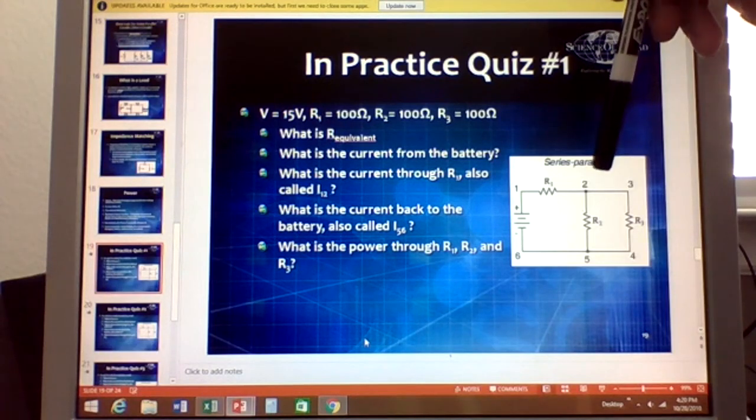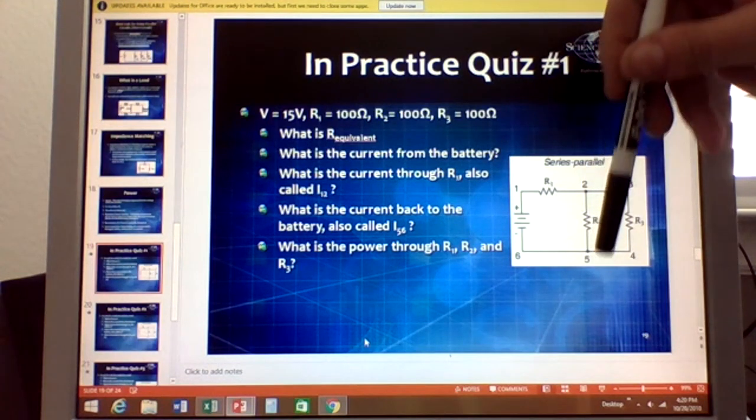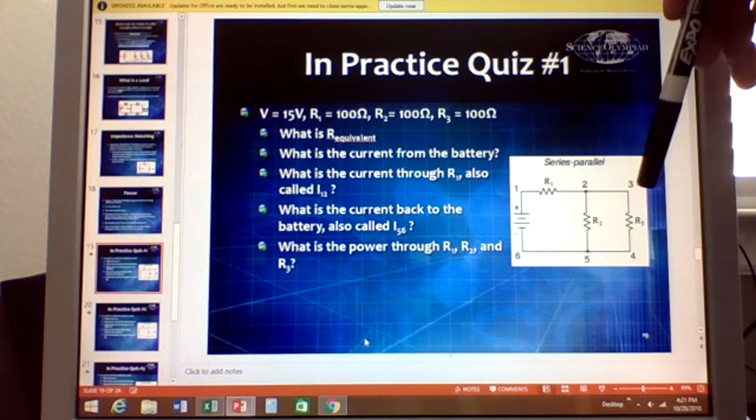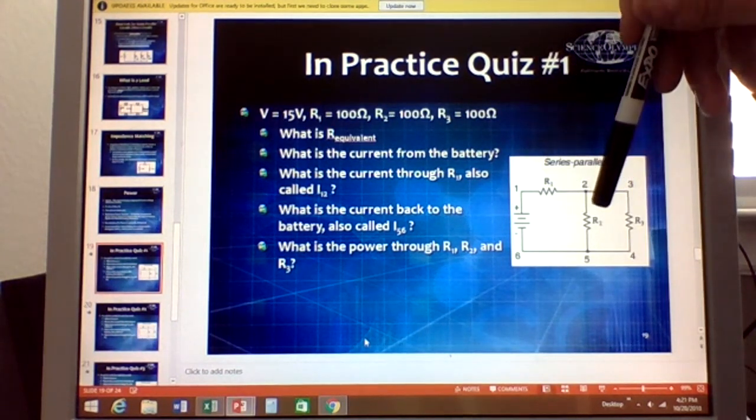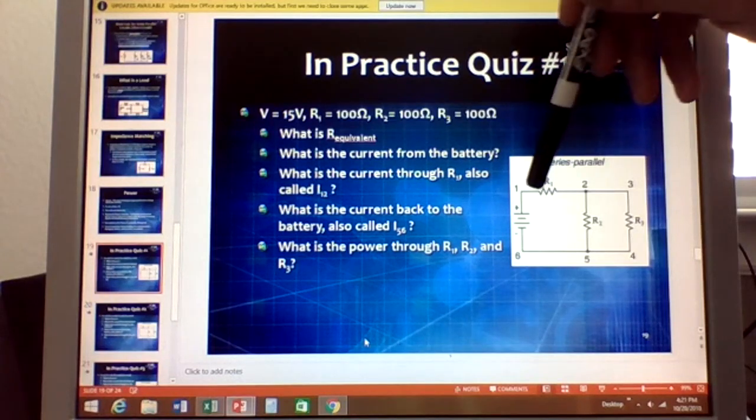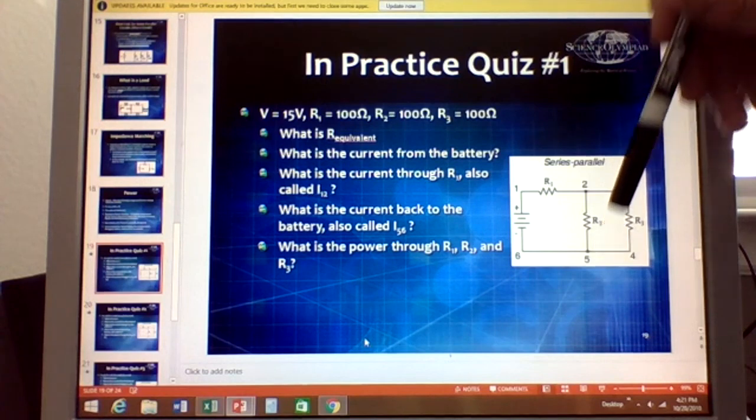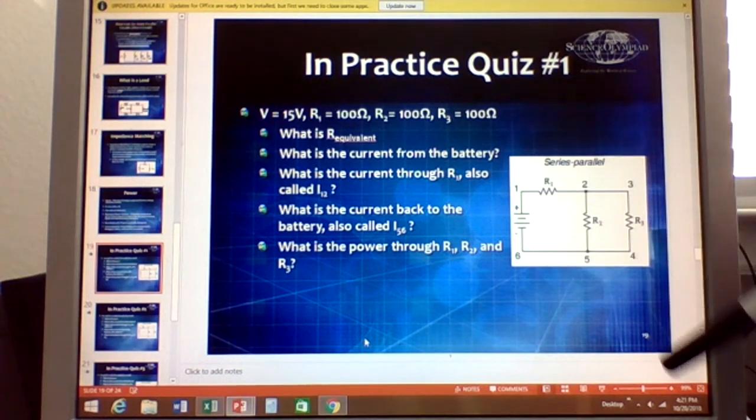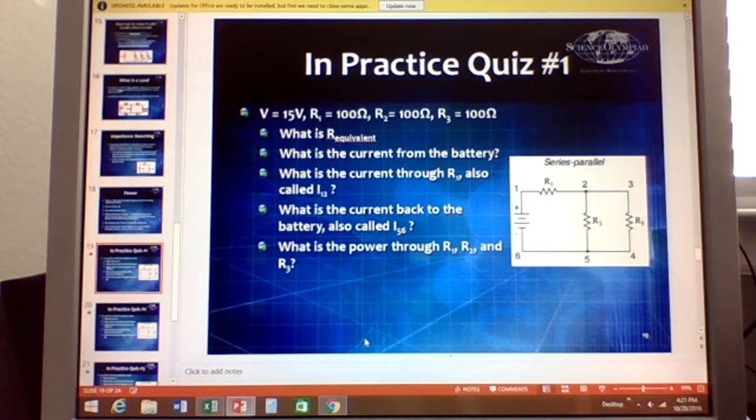Now, next week, we're going to talk about how, since this is 100 ohms and this is 100 ohms, I know that an equal amount of current is split through these two. So therefore, of this 0.1 amps, I'll have 0.05 amps going through here and 0.05 amps going through here, combining again to give you 0.1 amps coming back into the battery. But that's next week. Okay.